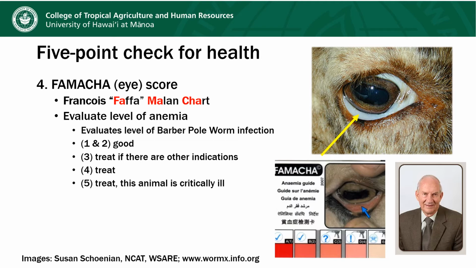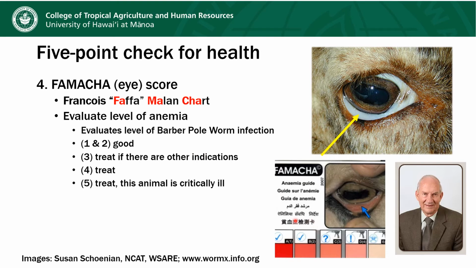The fourth feature that we check for is the Famacha score. Famacha is named after the veterinarian, Dr. Faffa Malan, and this is his chart. The Famacha scoring chart matches the color of the animal's conjunctiva here with a color score. So it goes from 1, 2, 3, 4, and 5. And this color score will correlate well to the level of anemia in the animal.